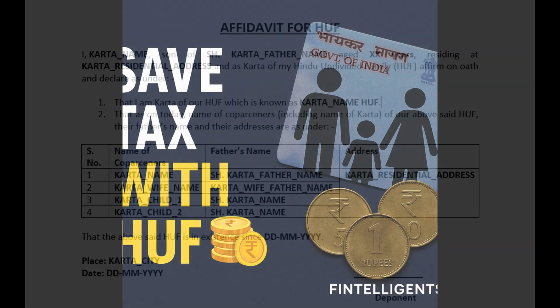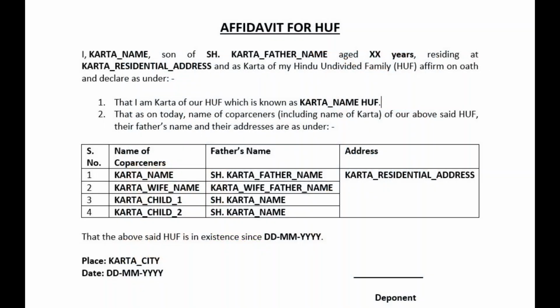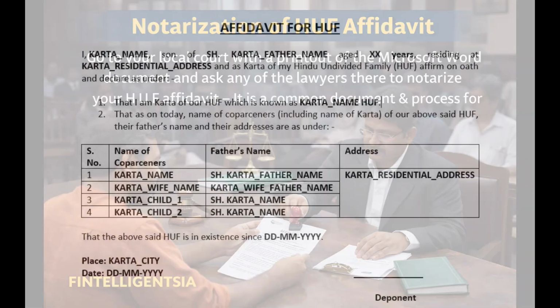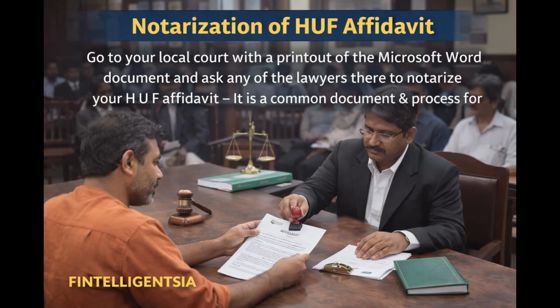The first step is to create an HUF declaration affidavit that will contain the items on the screen right now. You can download the attached Word document in the description and fill it out for yourself. Next step is to notarize it. Go to your local court with a printout of the Microsoft Word document and ask any of the lawyers there to notarize your HUF affidavit. It is a common document and process for them.